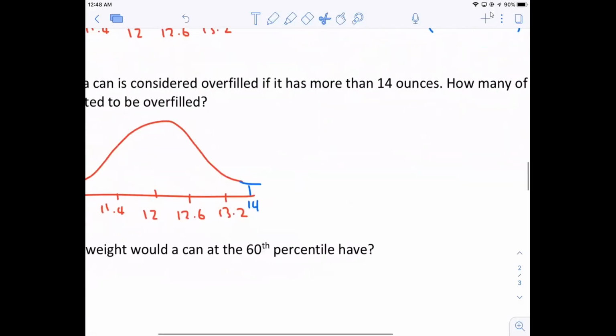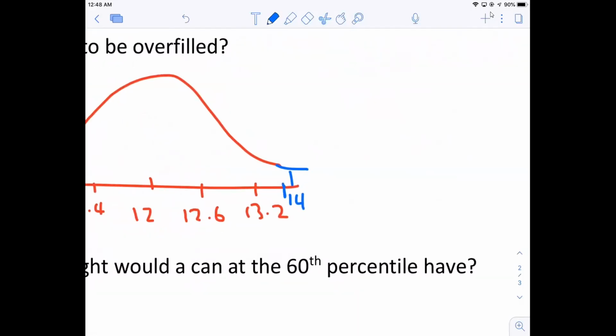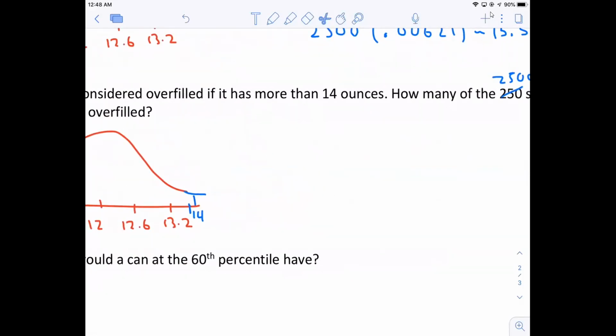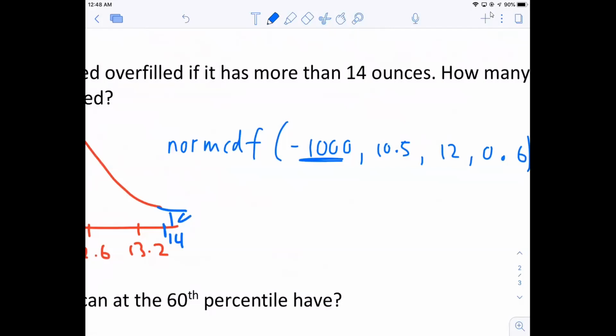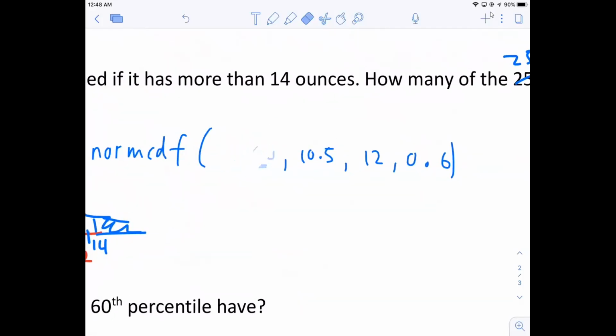So I think this is going to be even less because it's even more standard deviations away than 10.5, right? Because 13.8 is going to be there, so it's going to be more than 3 standard deviations. So it's going to be even less soda cans, I can tell already. In this case, I'm looking for that area above. So my lower bound will be 14, and my upper bound will be 1,000.